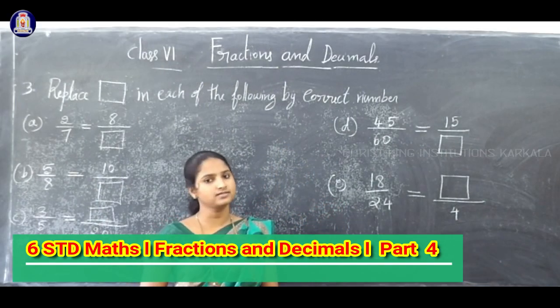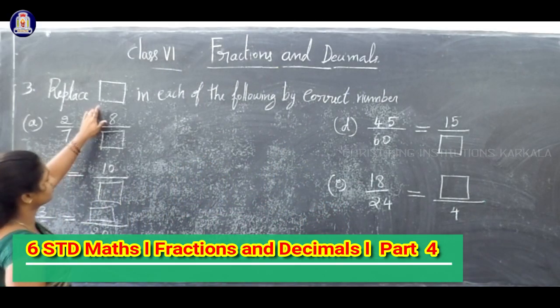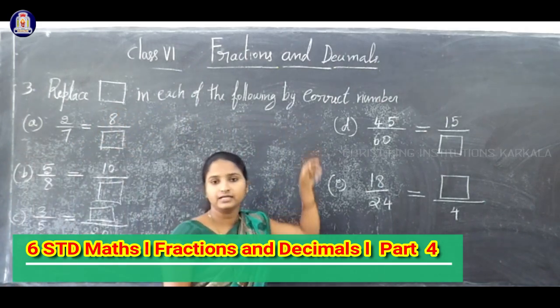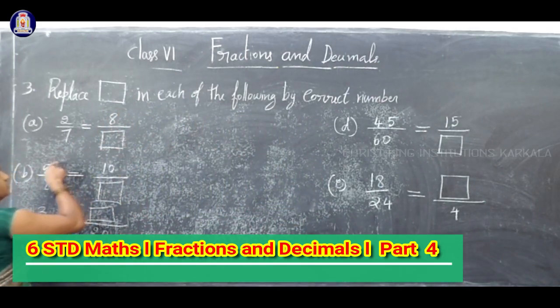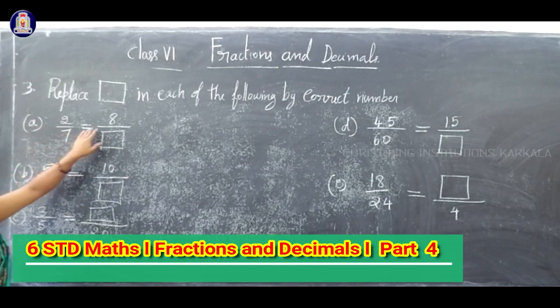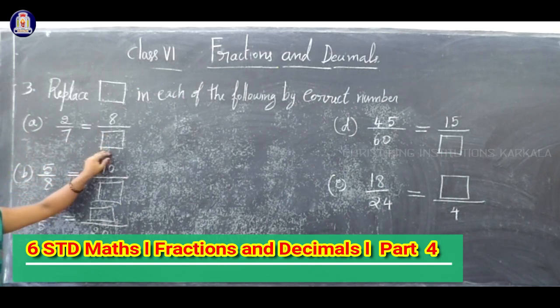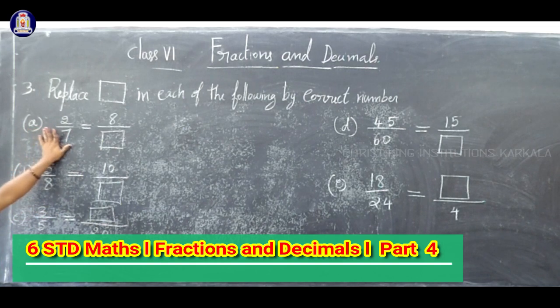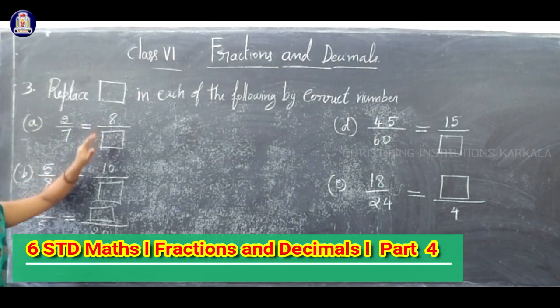Okay, the next question: replace the box in each of the following by the correct number. Here the first question, 2 by 7 is equal to 8 by dash. This box you have to fill up. Clear? So 2 by 7 is on the left hand side. The answer is given like 8 by dash. The value you have to find out.